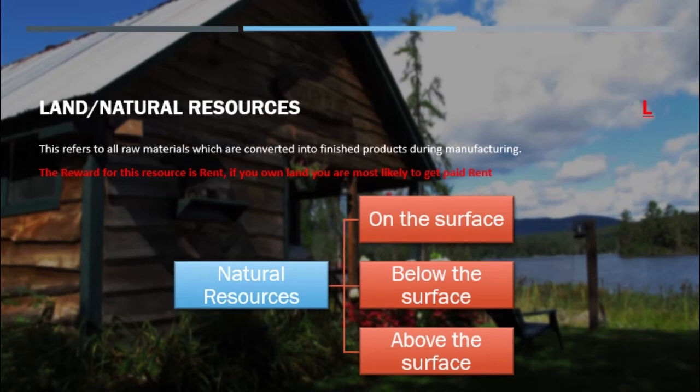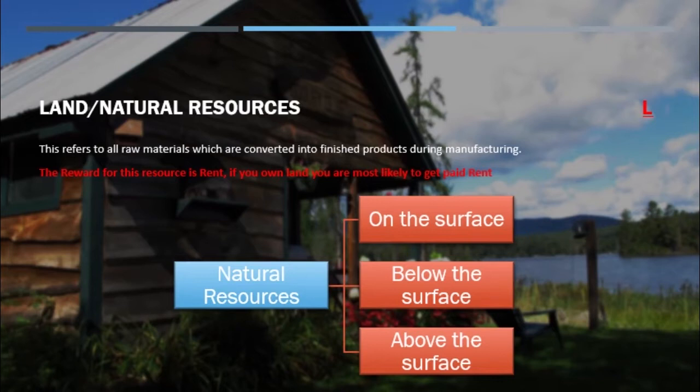Land and/or natural resources, the second L in CELL. This refers to all the raw materials which will need to be converted into finished goods, which any business sells or needs for production. The reward for this L, or land, is rent, meaning that if you were to need a building or land from which to work, you will need to pay the owner of that land rent.